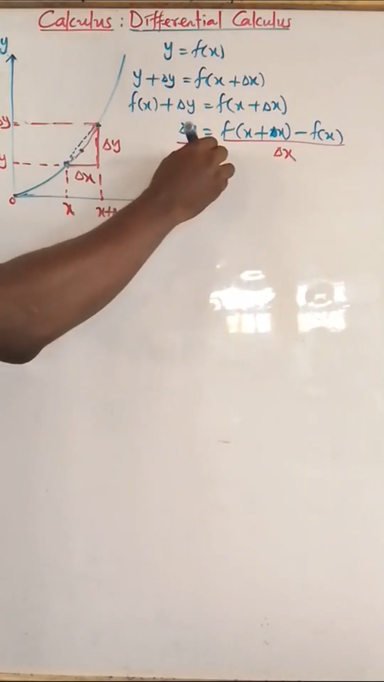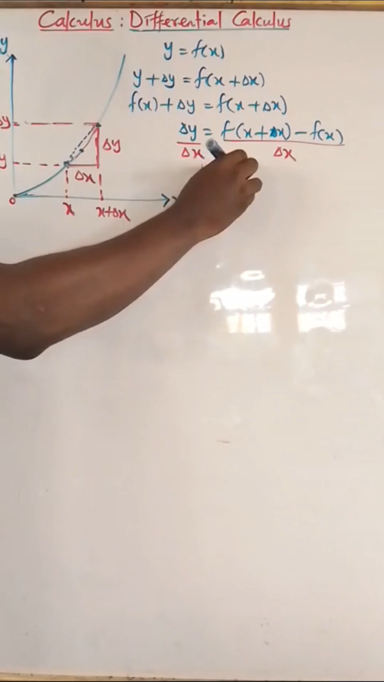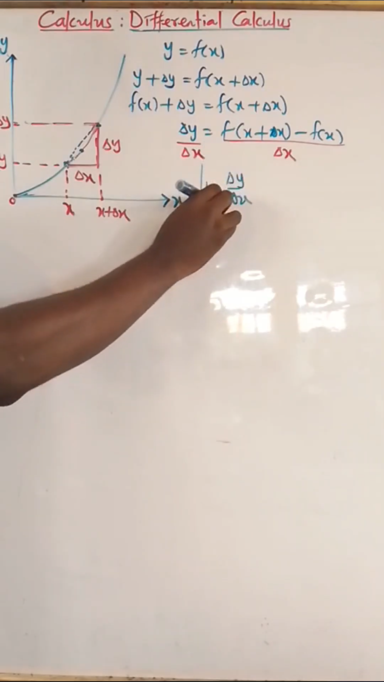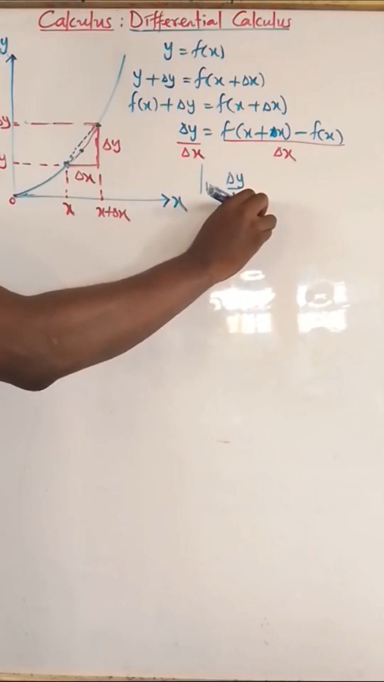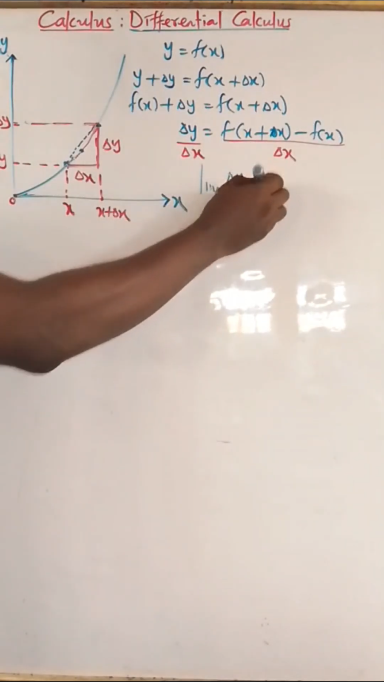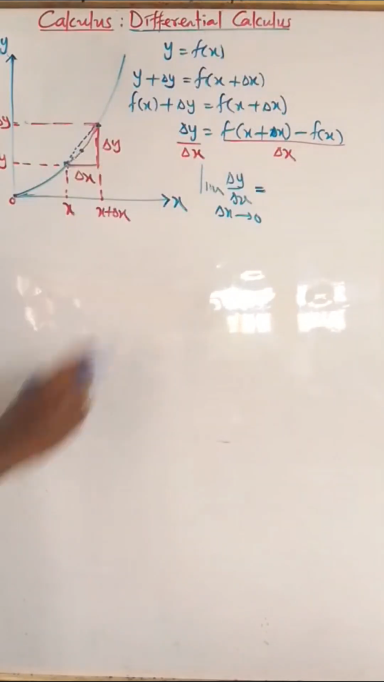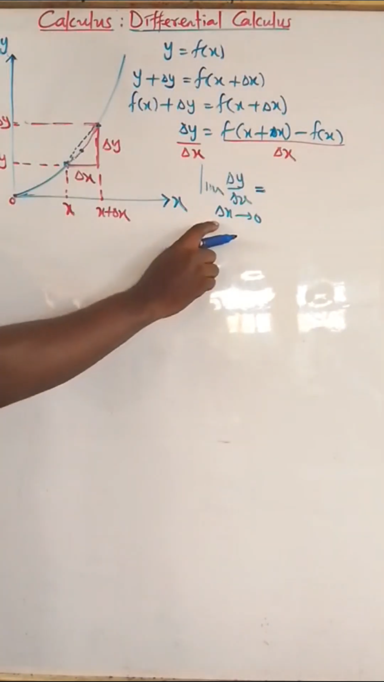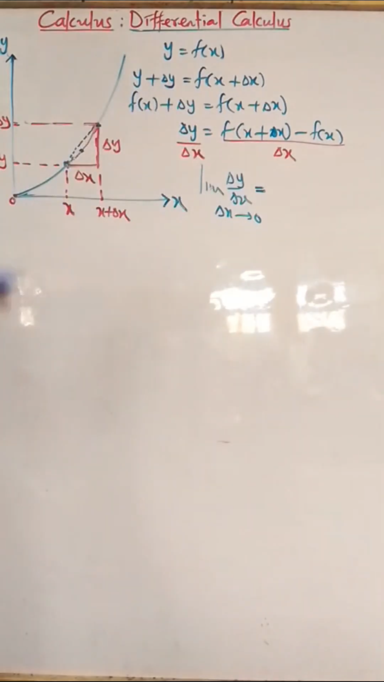So when we limit change in y over change in x as x tends to 0, then this now will become what? Our gradient, our correct gradient. So in that case, we are going to set this change in x to be 0. But to understand this, we have to use an example. So when we limit change in x to be 0, this becomes our real what?